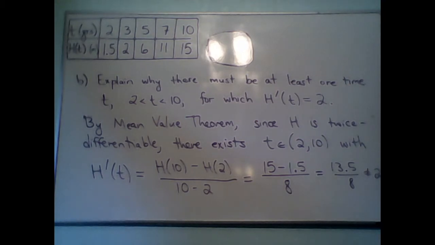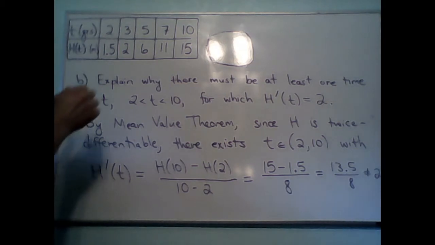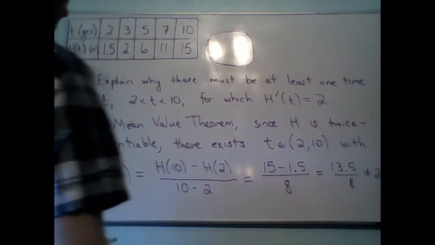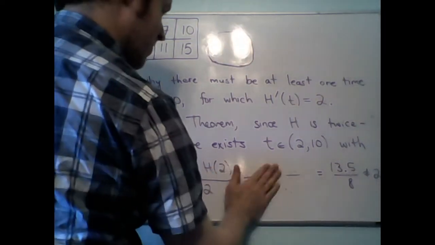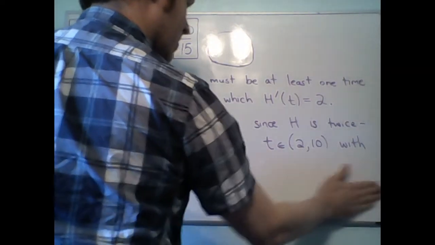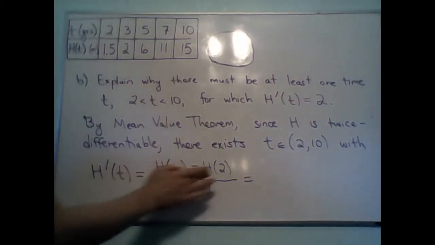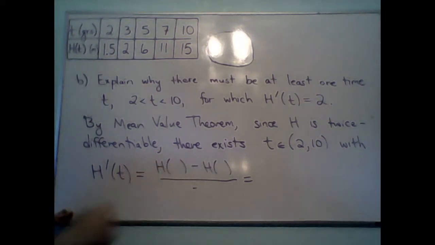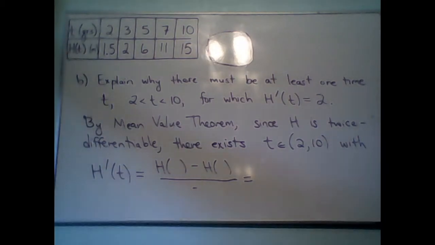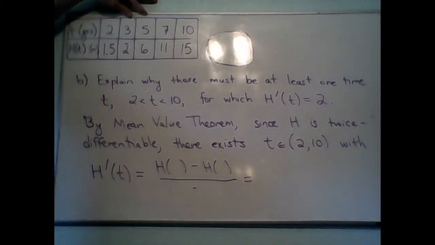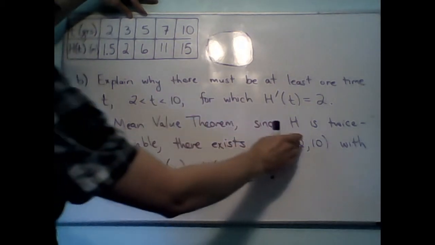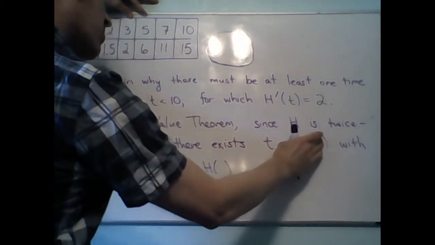I just have to make sure that h of this minus h of that, over this minus that, is exactly 2. So let's try again, right? Instead of 10 and 2, we'll have to try something else. But I think 3 and 5 is going to work. So let's change 2 and 10 to 3 and 5.